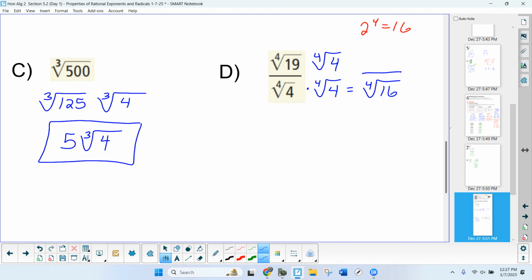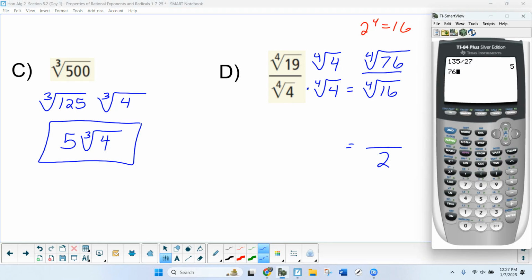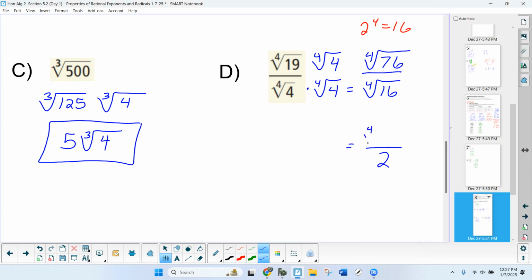What is 19 times 4? 4th root of 76. What's the 4th root of 16? 2. Now, I'm just going to double check. Can 76 be divided by 16? No. And then the next perfect fourth power would be 81, right? 3 to the 4th is 81, which is not going to go in. So we're done. We cannot break that up. Do you guys see what I was checking there? I was checking to see if I could break the fourth root of 76 up.